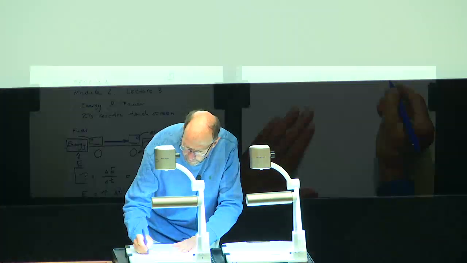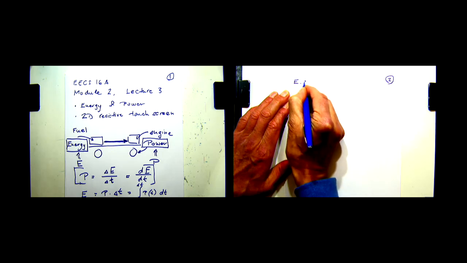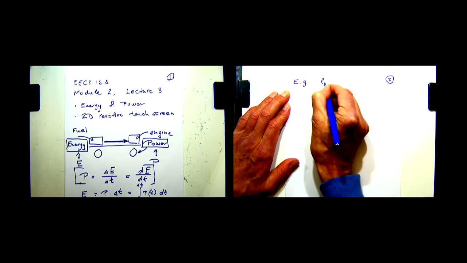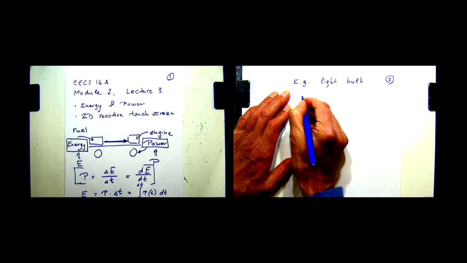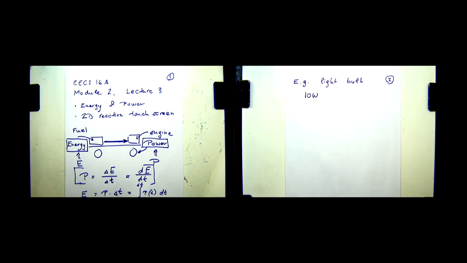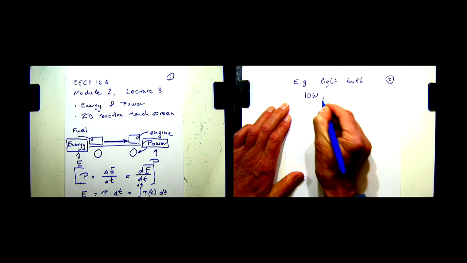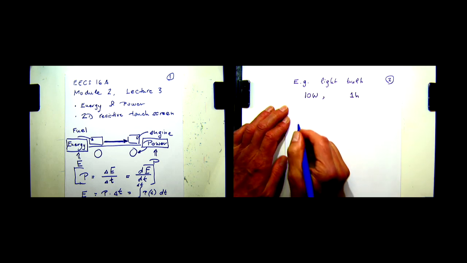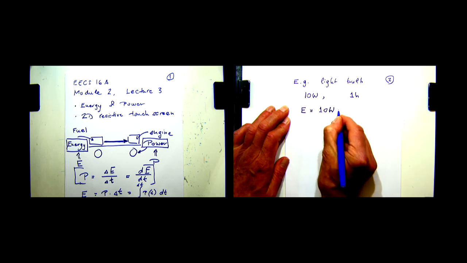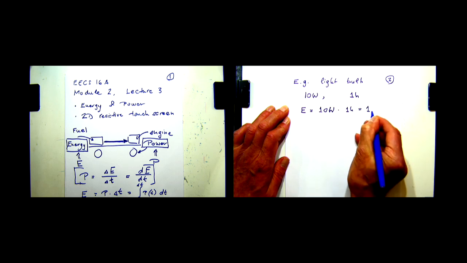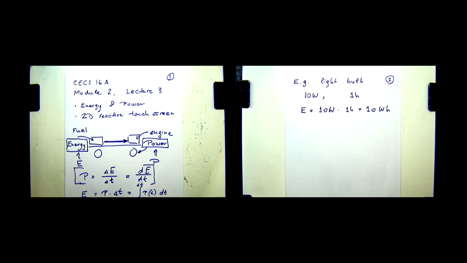So, let's look at an example. A very simple example, a light bulb. Let's say it's one of these fancy new LED light bulbs. It uses 10 watts. Okay, that's probably written somewhere on the bulb. So let's say that we use this for 1 hour. Then the energy consumed is going to be equal to 10 watts times 1 hour, or 10 watt hours. The unit for energy is apparently watts times time.